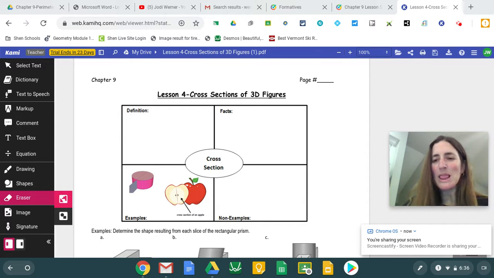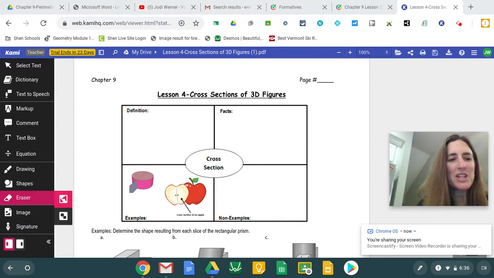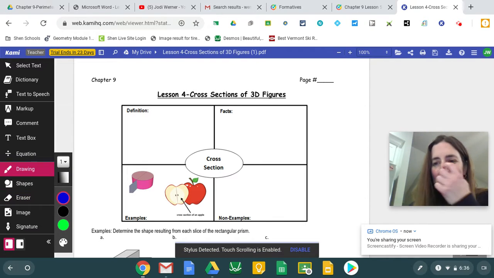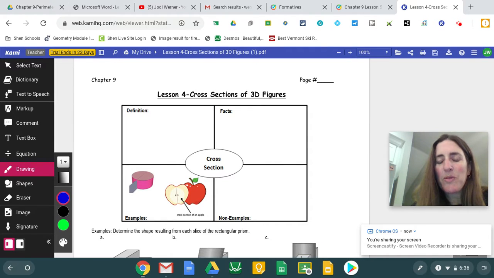We're going to do lesson 4 of chapter 9, which is cross sections of 3D figures. Okay, let's get started. This is kind of a confusing topic, so if you're still not sure, you might also want to watch the other video that I attached in your classroom for you.